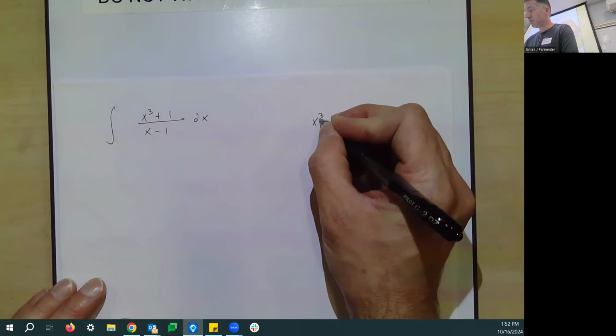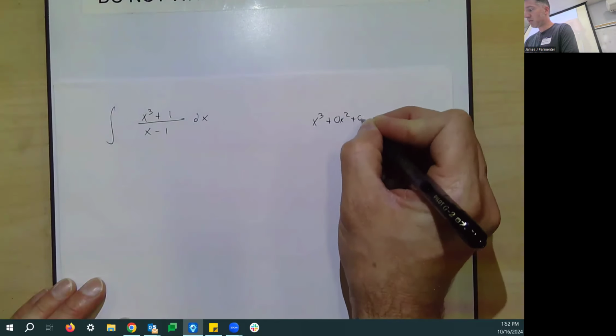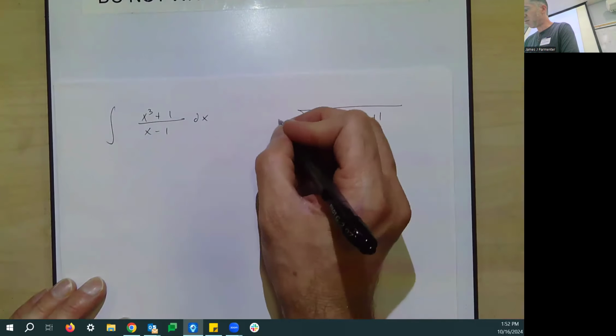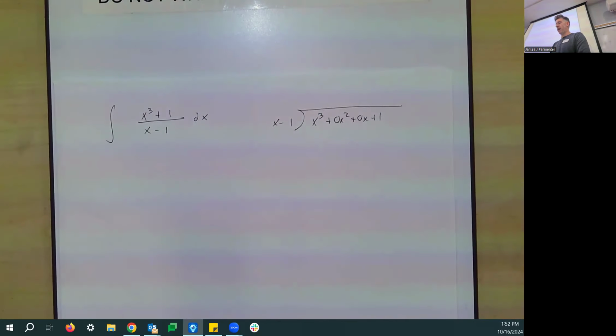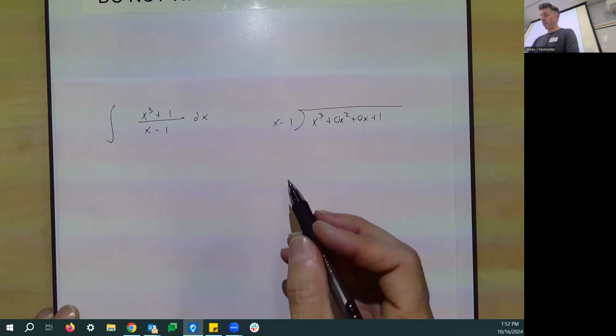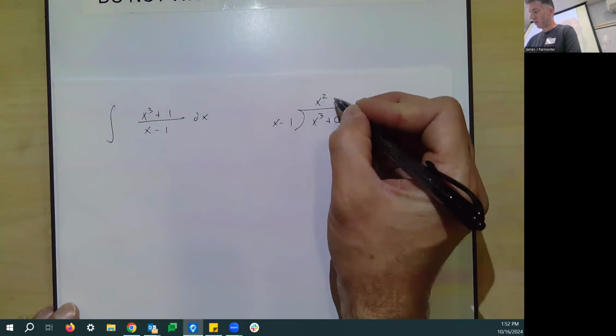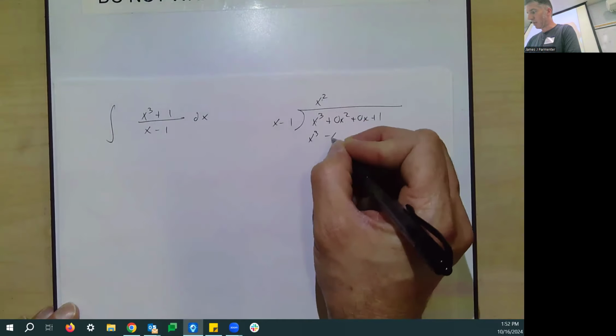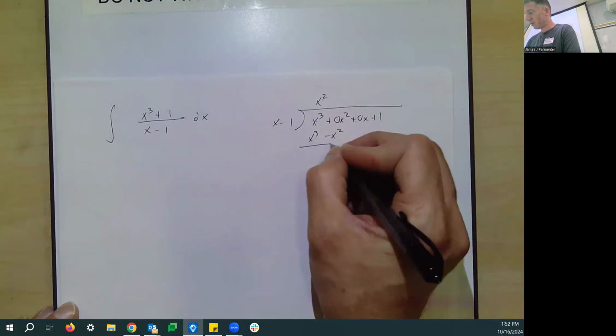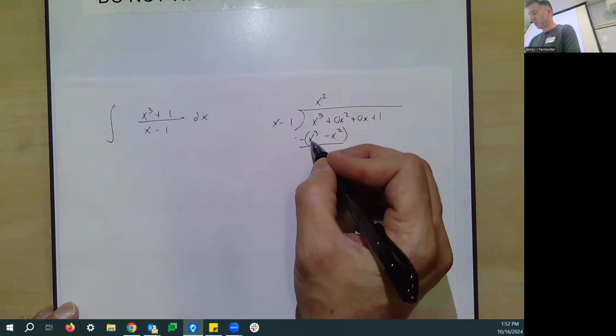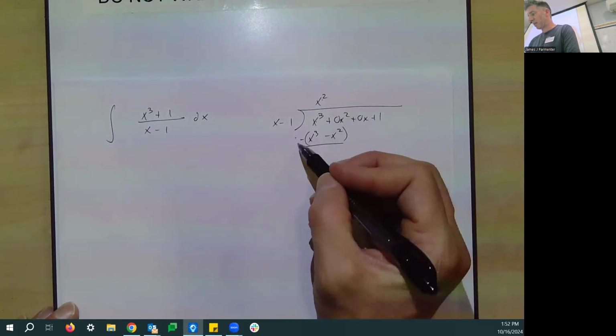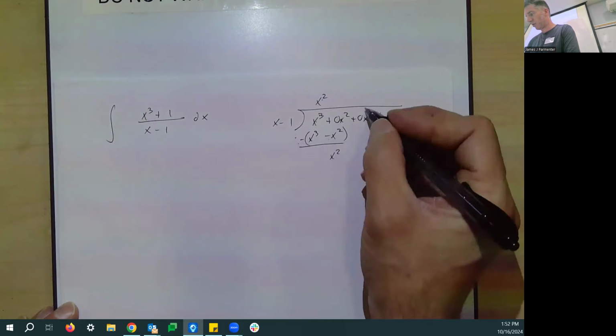So for a problem like this, what you should do before you try anything else really is polynomial division. Divide your numerator, x cubed plus 1, and fill in the missing terms to make life easier, divided by x minus 1. So what do you multiply by x to get x cubed? You multiply by x squared. You get x cubed minus x squared. Subtract: x cubed minus x cubed is 0, 0x squared minus negative x squared is positive x squared. Bring down the next term.